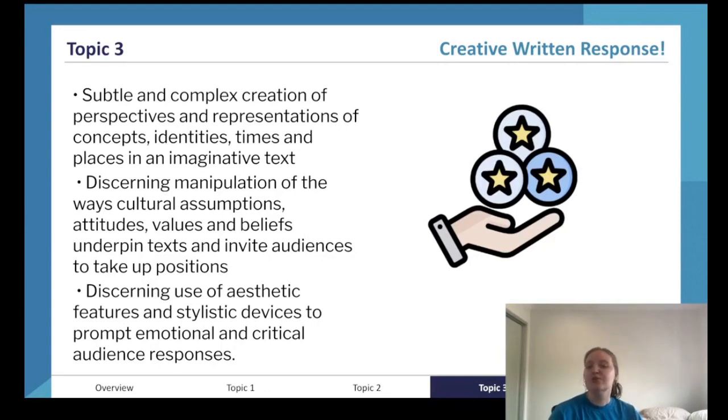You also need to have discerning use of aesthetic features and stylistic devices to prompt emotional and critical audience responses. So you want people to be thinking and feeling. You're not just influencing emotion with your aesthetic features and stylistic devices, but also the way that people are seeing things. You want them to come to a new understanding. You want to teach them something by the end of the piece as well.